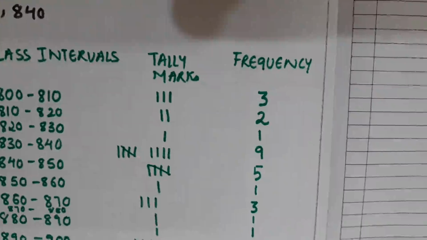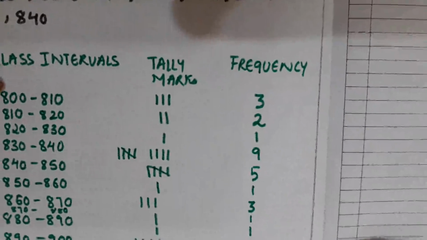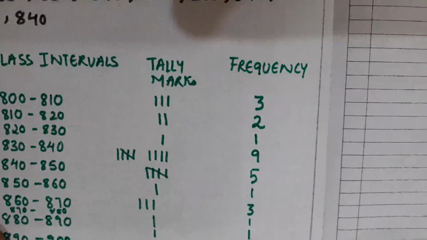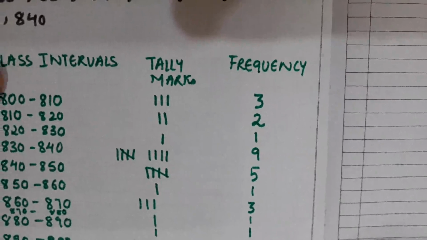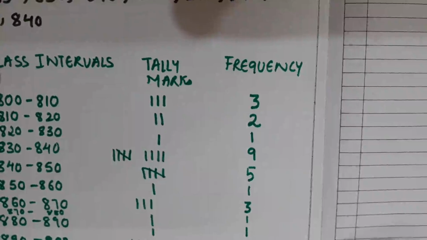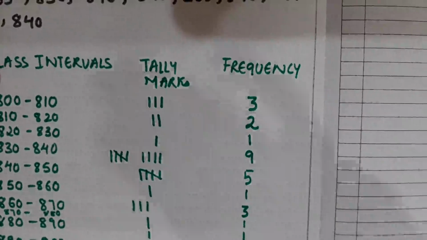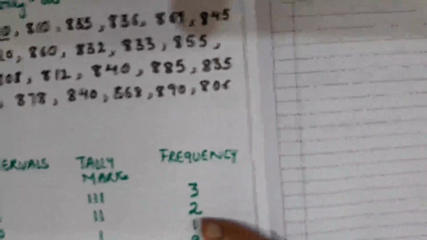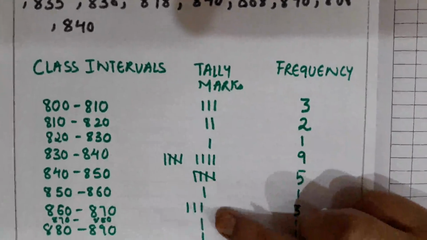In this question they specifically want the class interval, so we have made the class interval first. Then the same data can be represented in a bar graph like we did in the previous question. Let's do that. See children, in this question we have to represent the data in tally marks only.